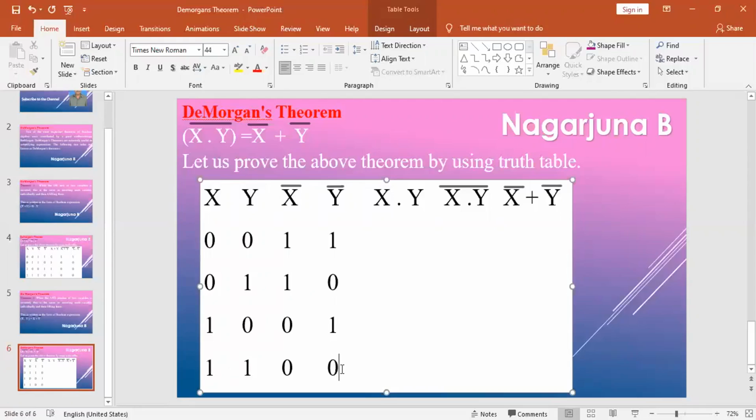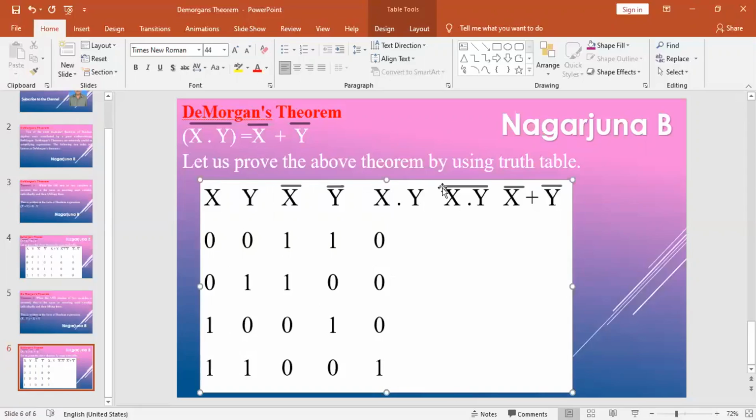Next, x dot y. x dot y is nothing but the ANDing of two variables, and we know that the output will be high when all the inputs are high. In all other cases, it will be low. So for x, y equal to 0, 0, it will be 0. Next, x, y is 0, 1, so it will be 0. Then 1, 0, it will be 0. 1, 1: here both the inputs are high, therefore the output will be high. It means x dot y will be 0, 0, 0, 1.